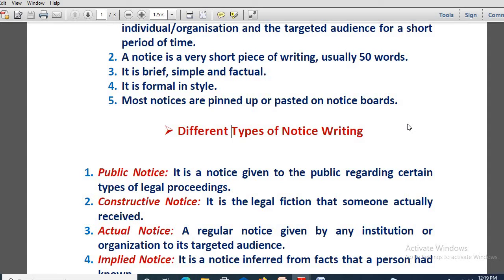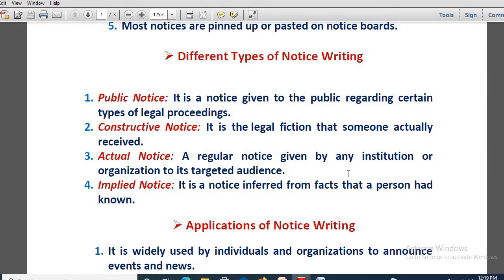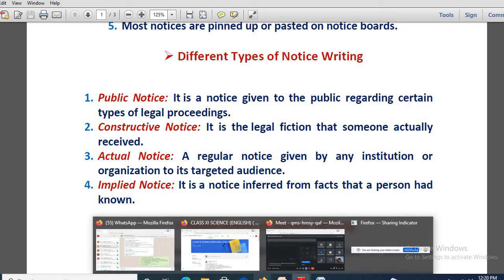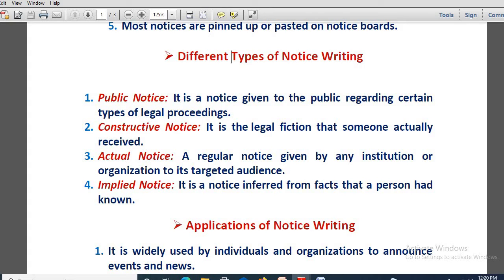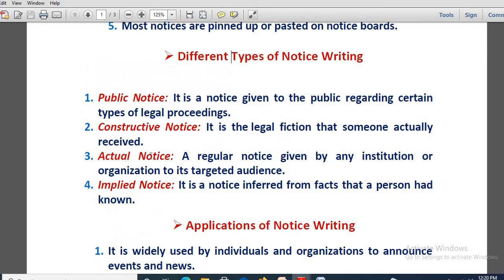I guess in your school also you have seen that most of the notices are pasted or pinned up on the school notice boards, isn't it? Now, different types of notice writing. This is something very, very important. Public notice is there, constructive notice is there, actual notice is there, implied notice is there. 4 different categories.